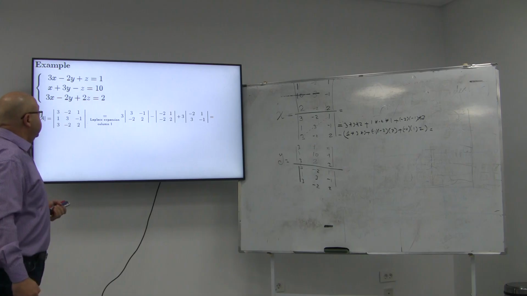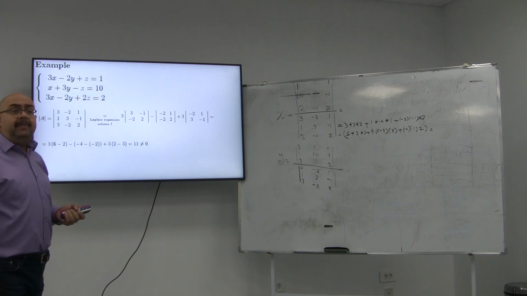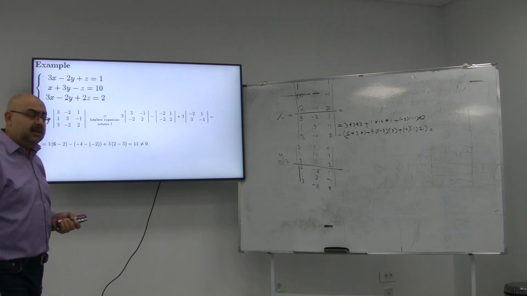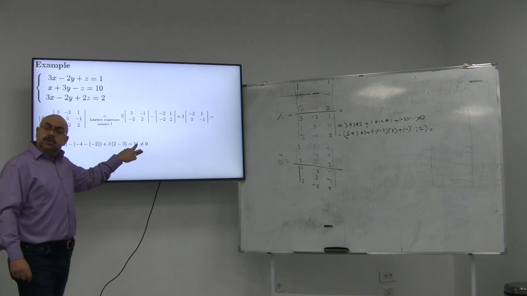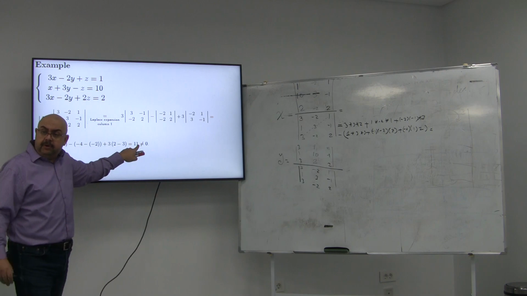Again, in a similar manner, it's exactly the same. Guys, someone turn on the air conditioning so the weather gets better. Of course the value comes out to 11, which is not equal to 0, so we are in a very good shape.